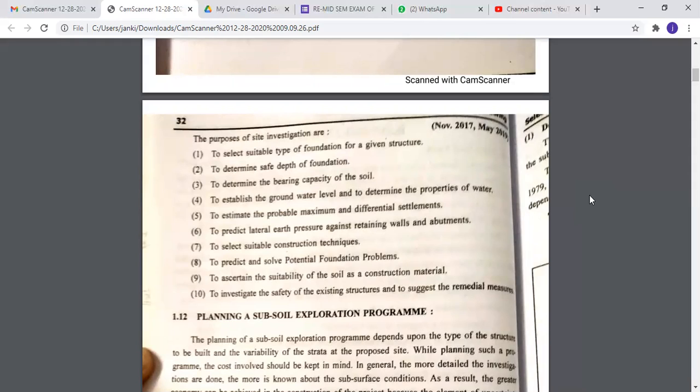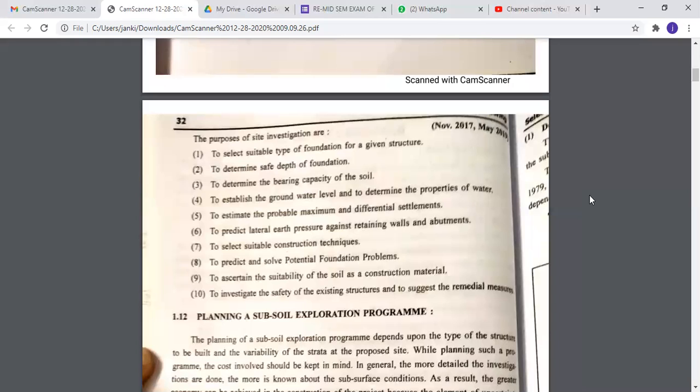Next is to predict and solve potential foundation problems, to ascertain the suitability of the soil as a construction material, and to investigate the safety of the existing structures and suggest remedial measures. So these are all the purposes of soil investigation. Now we briefly see that again.